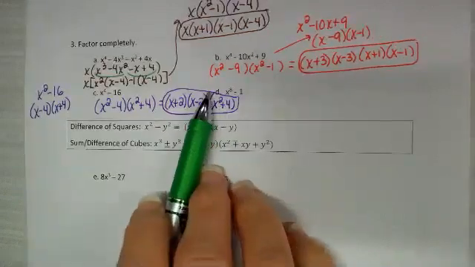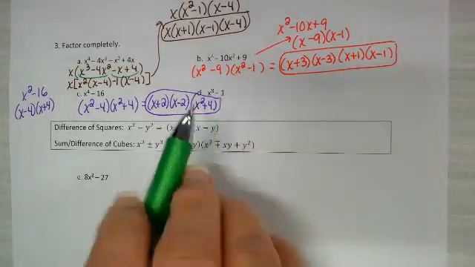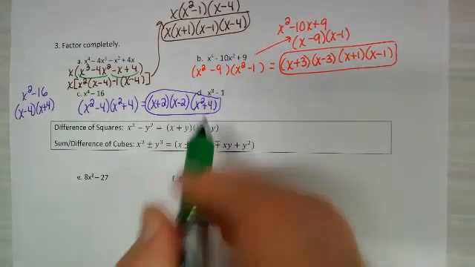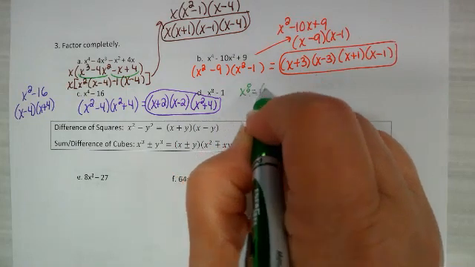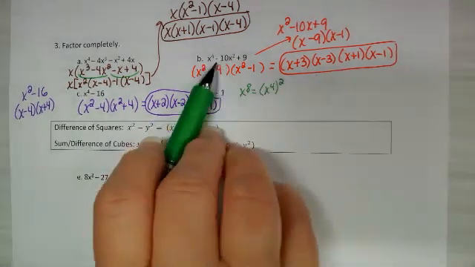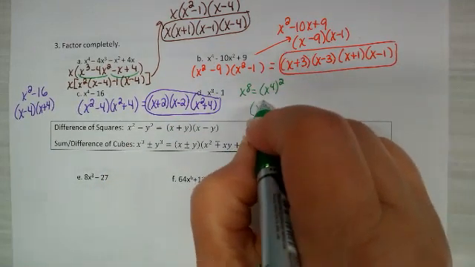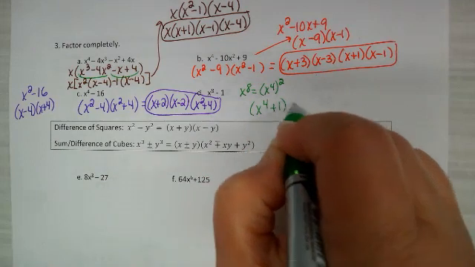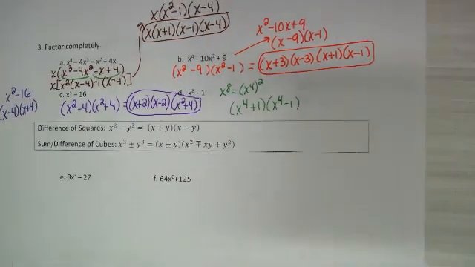All right, letter D, let's look at x to the 8th minus 1. So again, a difference of squares, because x to the 8th is really x to the 4th squared. Just like we did up here, we split it in half. So we're going to split x to the 8th in half. It's going to be x to the 4th plus 1, x to the 4th minus 1.